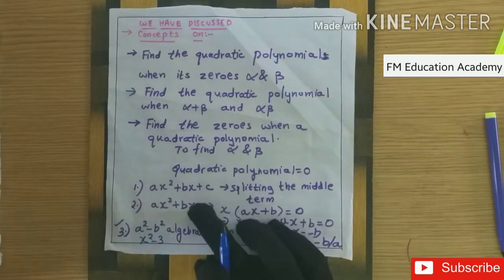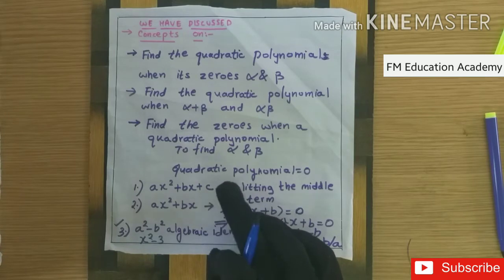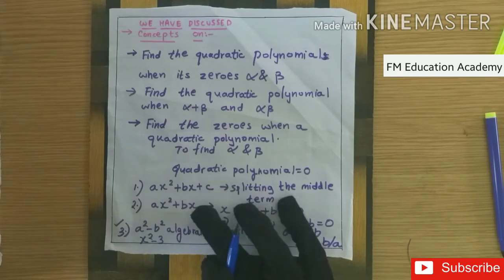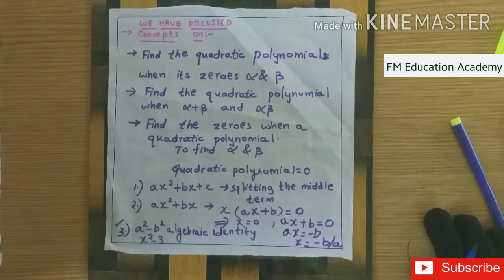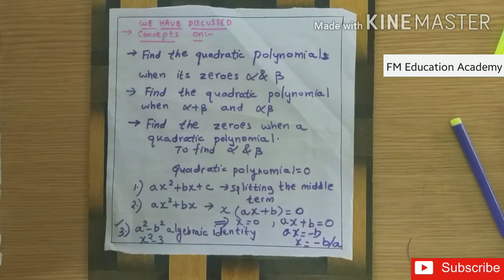Now these two concepts we will discuss. If the polynomial is in the form of ax square plus bx plus c, or if the polynomial is of the form only ax square plus bx, then how to find out the zeros.